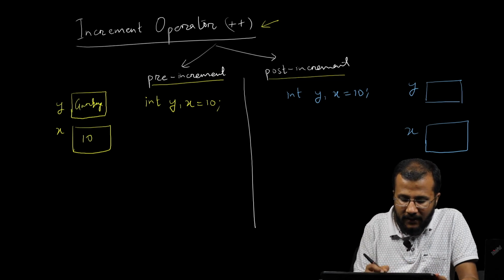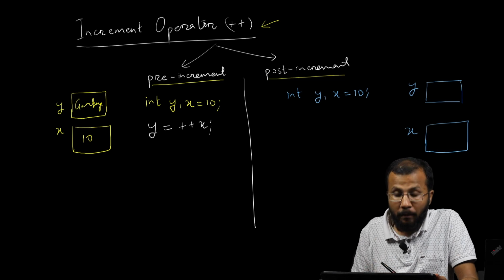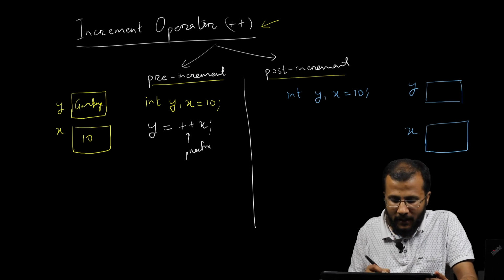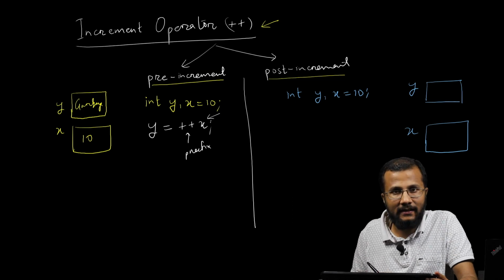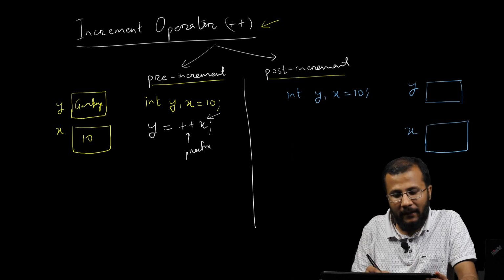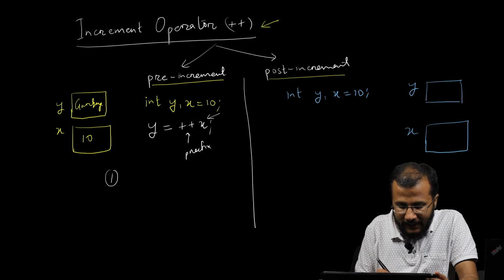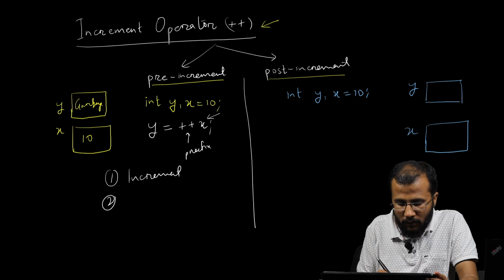Now let me write a statement here, that is, let me write y equals plus plus x. Now if you look at this statement, here I have written down plus plus x. This plus plus here is called a prefix increment or pre-increment operator because this is actually prefixing the operand x. So how does it behave here is very simple. Whenever you have prefix increment or pre-increment, first increment is done. So step number 1, increment is done. Only then the value is used. Step number 2, the value is used.